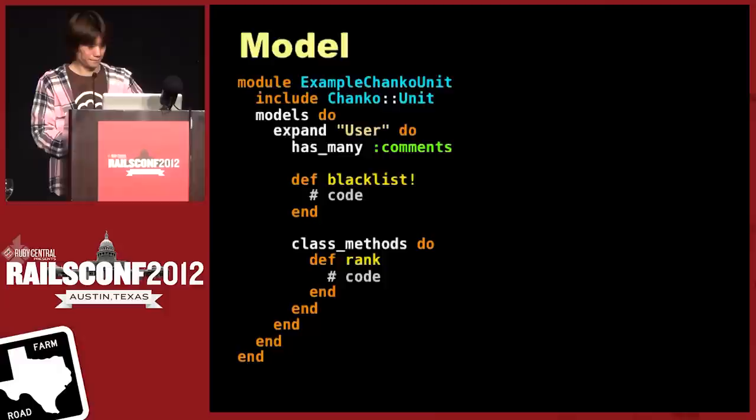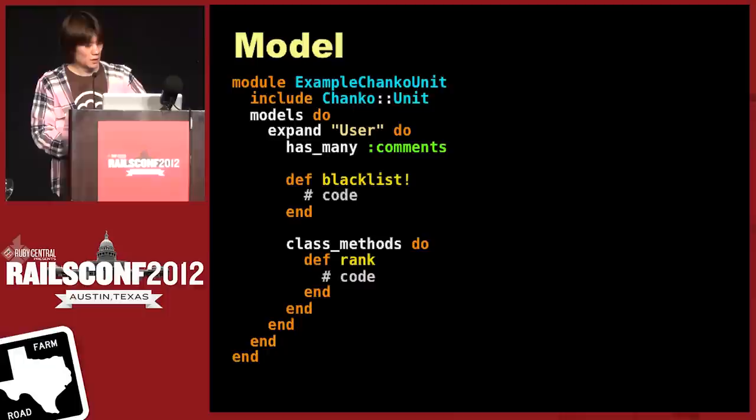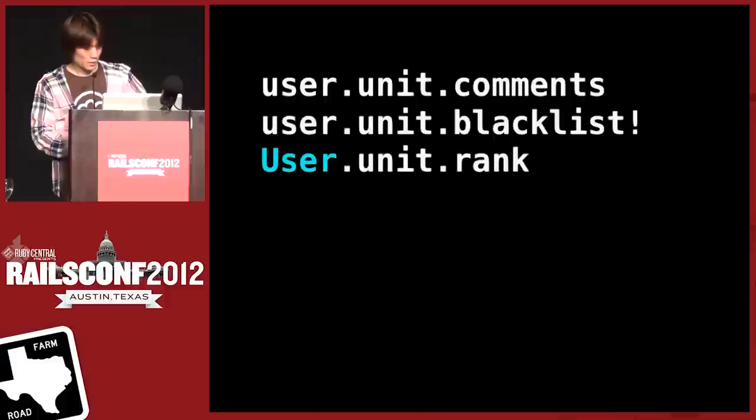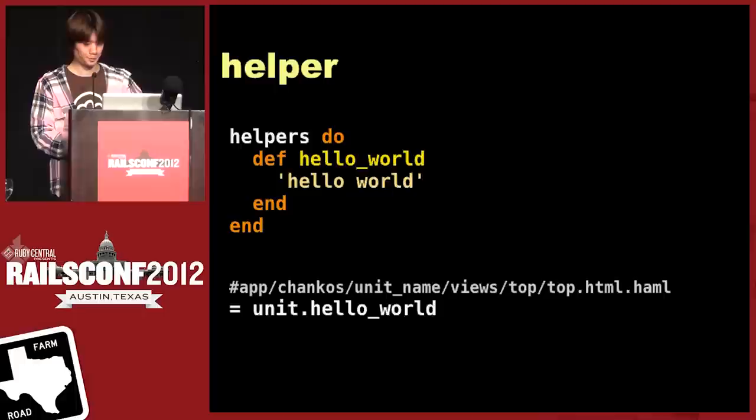You can also use Chanko to extend the existing models. For example, add new associations or instance and class methods using the models block. To avoid the methods from overriding each other, the methods are scoped to a proxy object called unit. When calling the methods from inside the extension through this proxy, only the methods defined in the active Chanko are available. In the same way, you can also add additional helpers, which are also called through the unit proxy object.